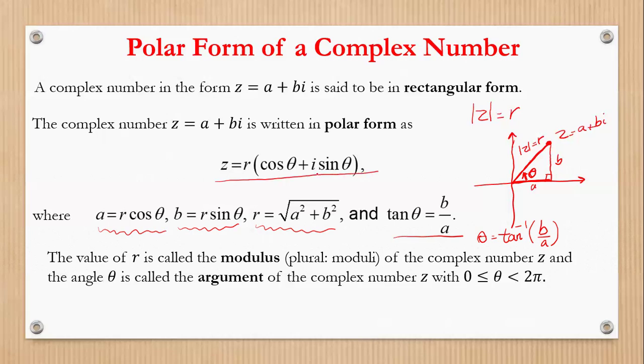So z is always equal to r times cosine theta plus i sine theta, because it's a plus bi. A means r times cosine, b means r times sine. And we call r the modulus, and theta, or the angle theta, is called an argument. And the angle is always between 0 to 2 pi, in just one rotation of the circle.